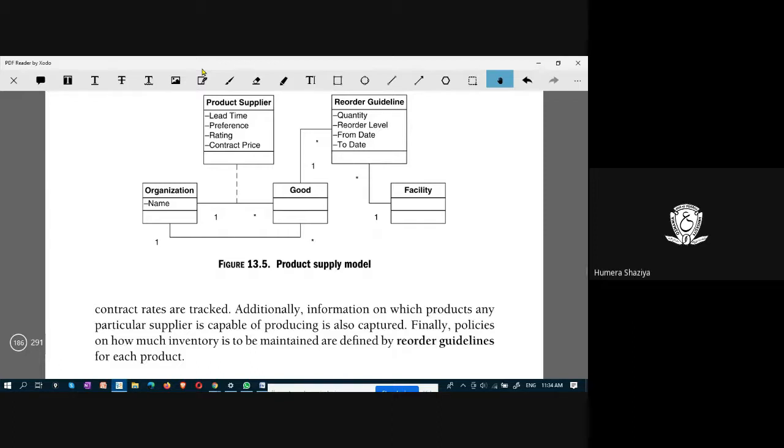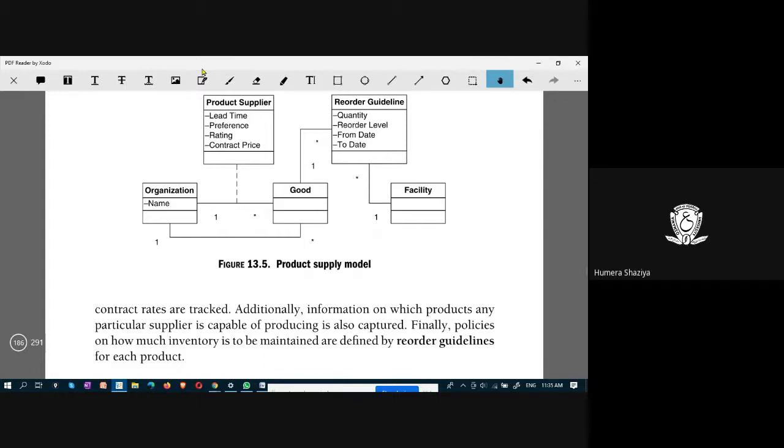Then reorder guidelines. When you are manufacturing something, you require raw material. If that raw material gets over, you need to give an order to refill. Okay, refill in the sense to bring some more quantity.